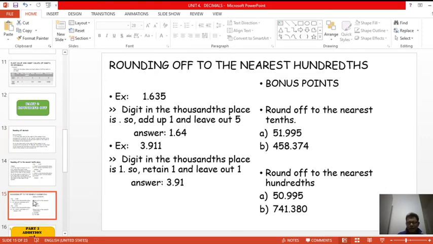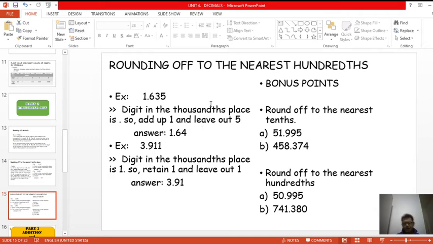So that is how we get this 1.6. Then you add 1 to 3. So we have 1.64. And again, take out all the numbers or the digits next to the number to be rounded off. And that is here. Okay, so take out 5.